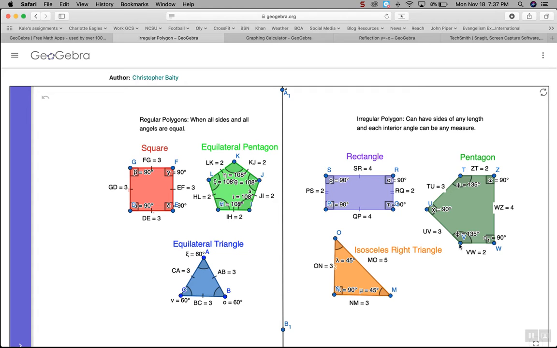And the pentagon is similar as well with an irregular pentagon. We see that we have two of the sides that are equal to 2, two of the sides are equal to 3, 1 equal to 4. And on the inside, 3 of the angles are equal to 90, but the other two are equal to 135. So again, irregular polygon means you can have any side of any length, and each interior angle can be any measure.